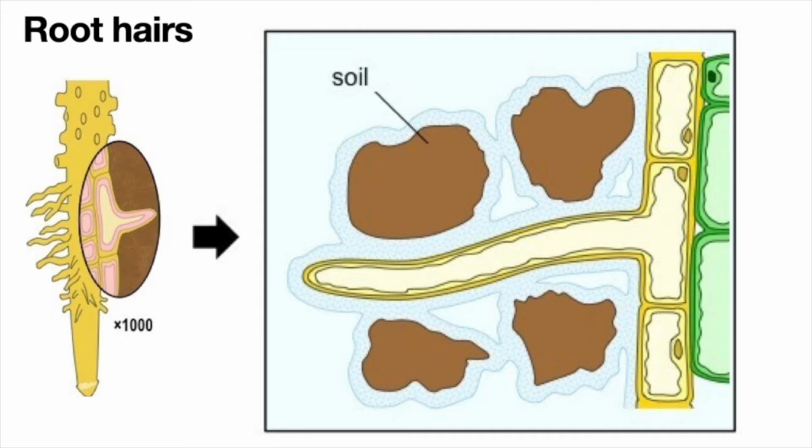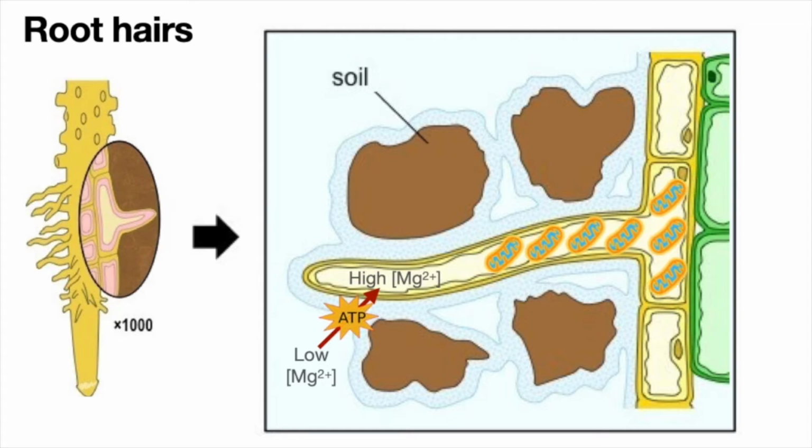However, some minerals like magnesium, which is needed to produce chlorophyll, are found at lower concentrations in the soil than they are inside the cell. This means that the cell cannot absorb them by diffusion. Instead, it has to use energy to actively transport the minerals into the cell. Since this energy comes in the form of ATP molecules, and since ATP is produced in the mitochondria, we tend to find lots of mitochondria in root cells.